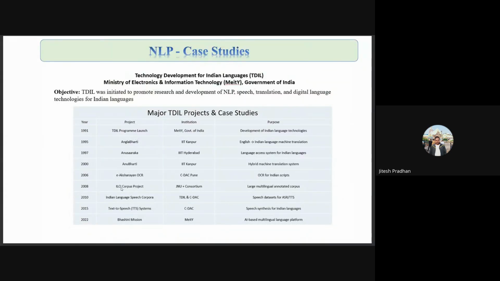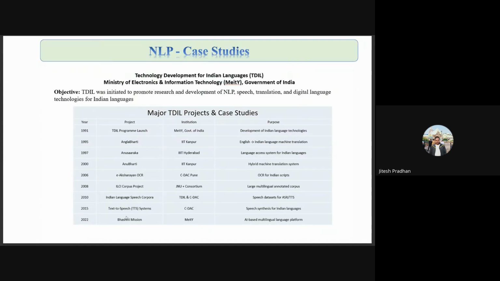We have the ILCI Corpus project, basically JNU plus a consortium. It's a large multilingual annotated corpus, basically a database collection. Then we have the Indian language speech corpora, generated by CDAC and TDIL together. It's basically a speech dataset for ASR and TTS. Then we have the text to speech TTS system generated by CDAC. It's basically speech synthesis for India's languages.